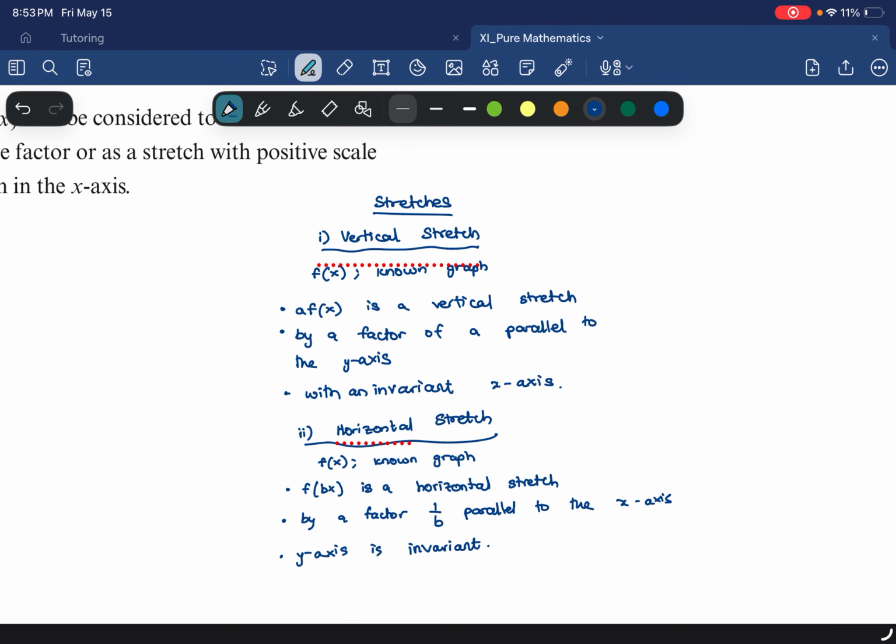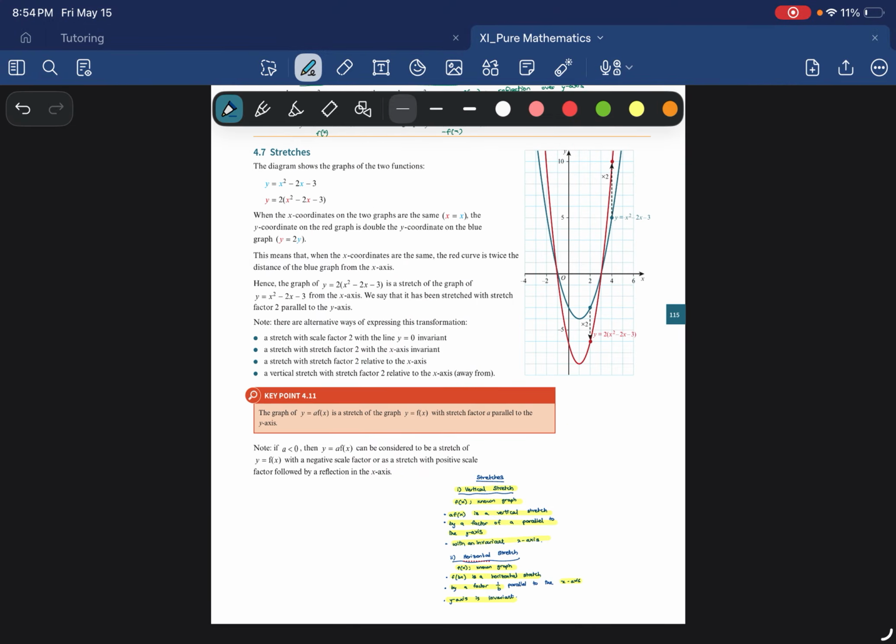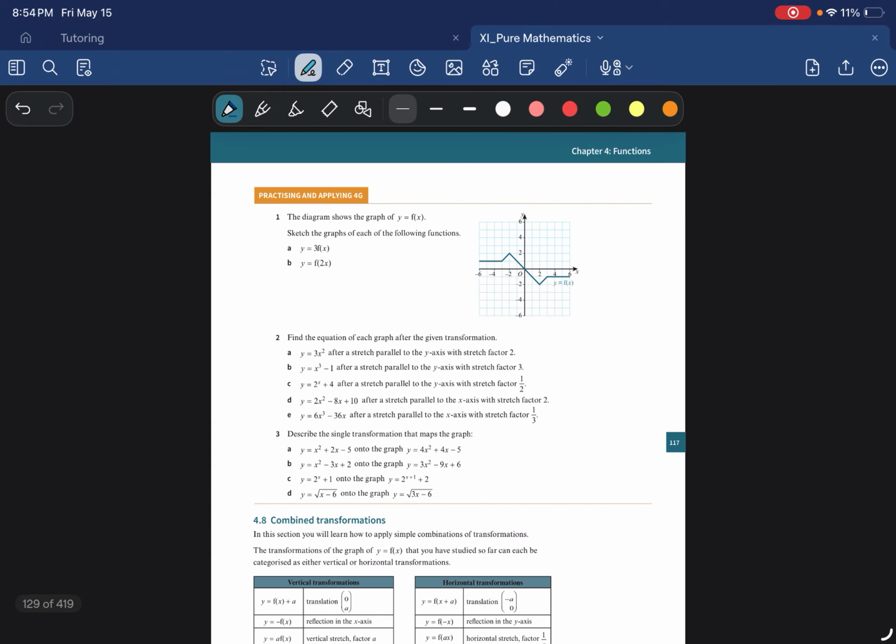And that is everything. Alright, so a vertical stretch, you have f of x with a known graph. A f of x is a vertical stretch by a factor of a parallel to the y-axis, and the x-axis is invariant. If you have f of x is a known graph, f of bx is a horizontal stretch. The factor is 1 over b. It is stretched parallel to the x-axis with an invariant y-axis. So those are the two things that you need to take a note of. And with that, we can start doing our questions.